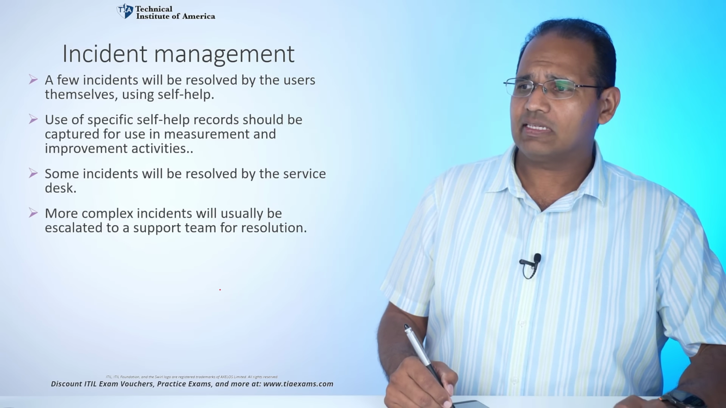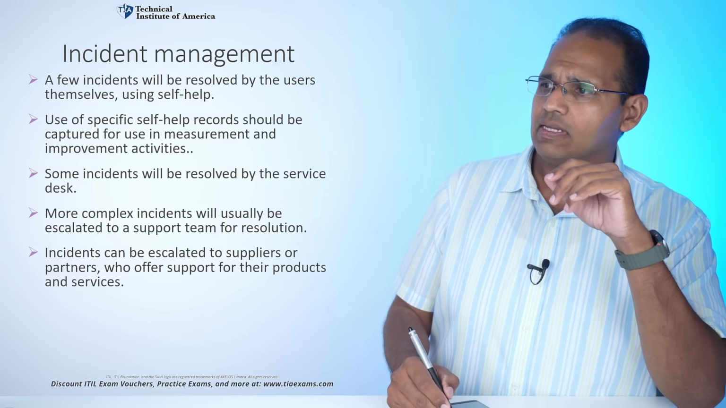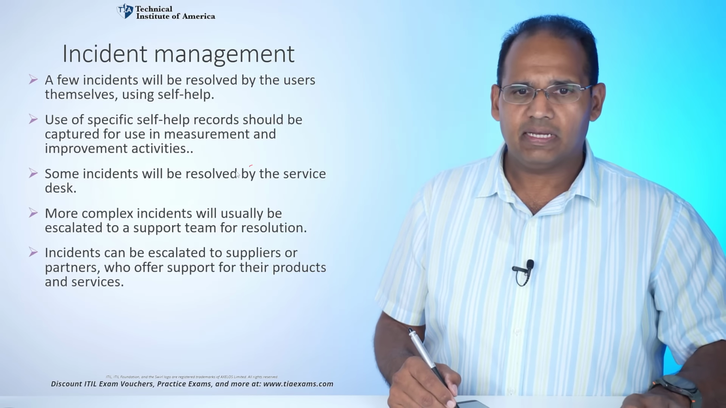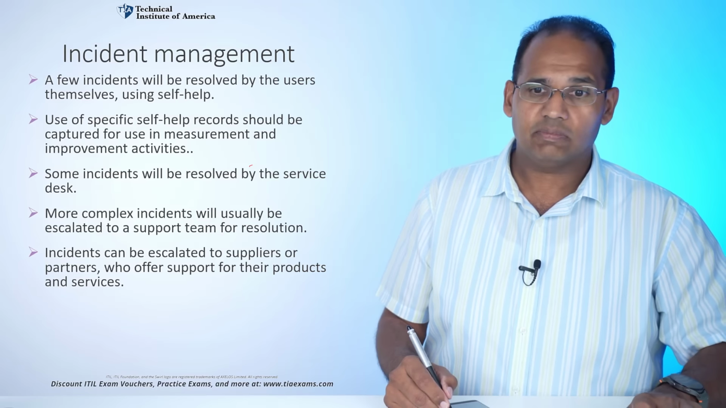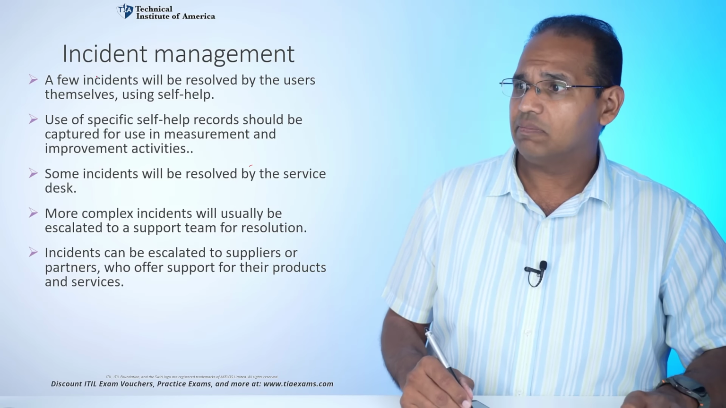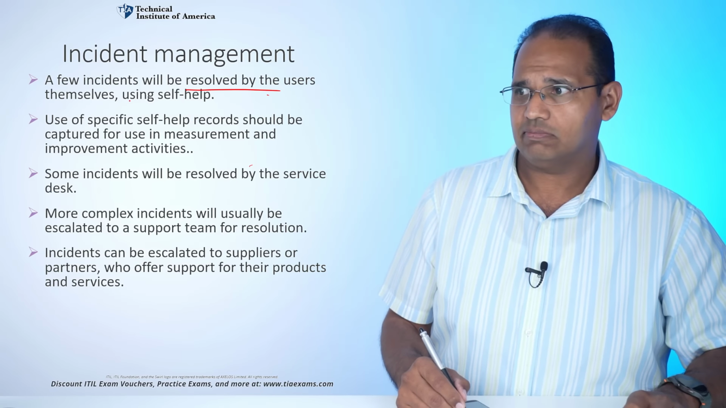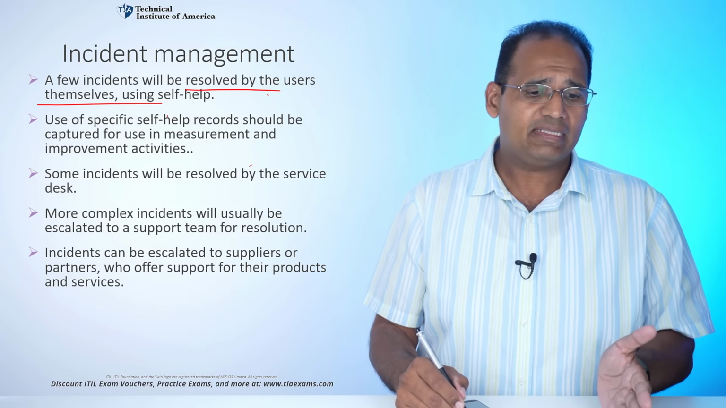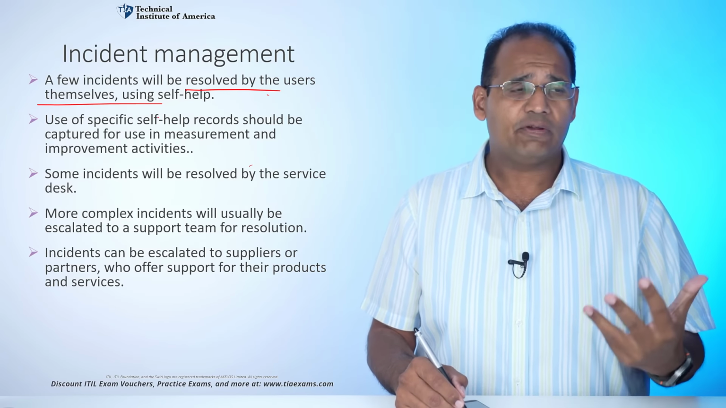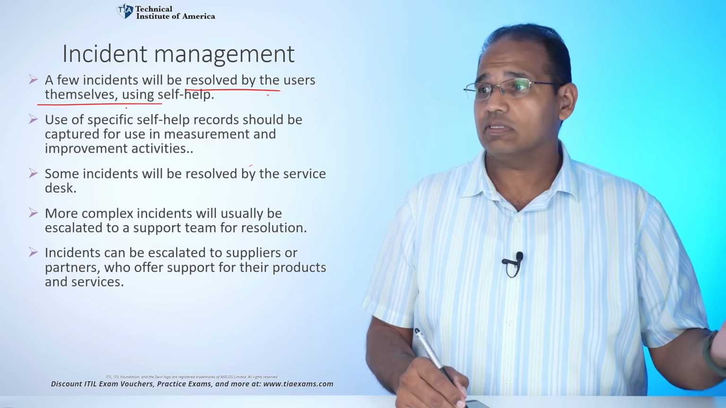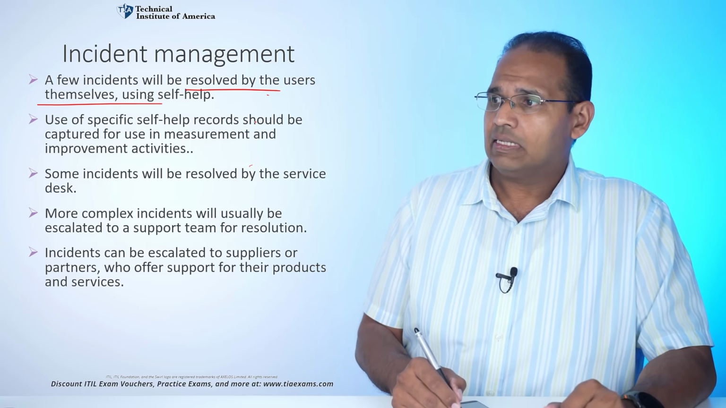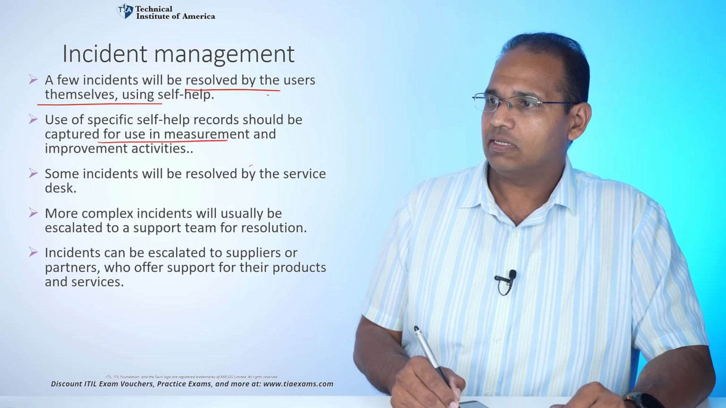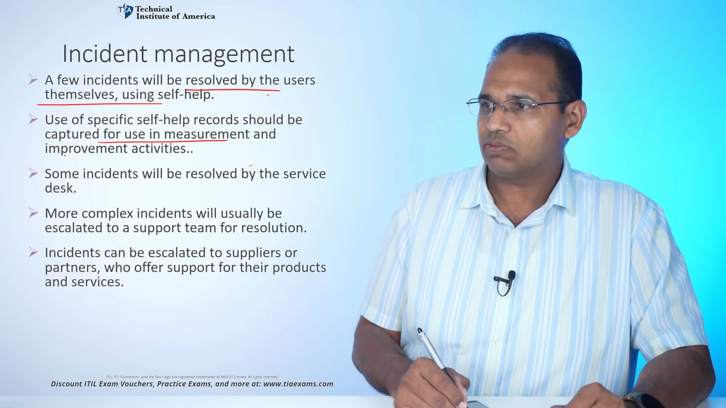Now, a couple of quick things here on incidents. A few incidents, certain customers can resolve by utilizing self-help. All right, that's not uncommon. Sometimes we have these self-help things. For example, we may teach the users or give them documents, like if your workstation fails to respond, reboot it. That fixes a lot of problems. Now, use of these self-help records should be captured for use in measurements and improvements. I want to point that out.